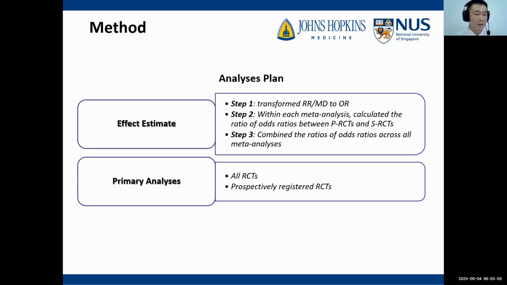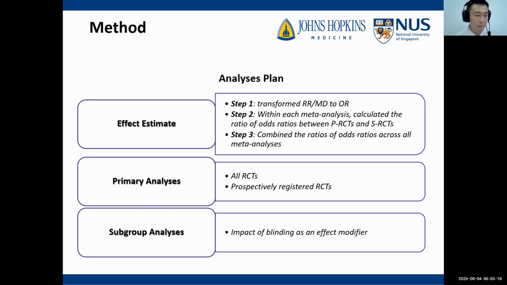In the primary analysis, we compared PO-RCTs and SO-RCTs among all eligible RCTs. In addition, we performed the comparison among prospectively registered RCTs because the pre-specified outcomes might be changed in the final reports of RCTs. In the subgroup analysis, we assessed the impact of blinding as an effect modifier on the ratio of odds ratios.